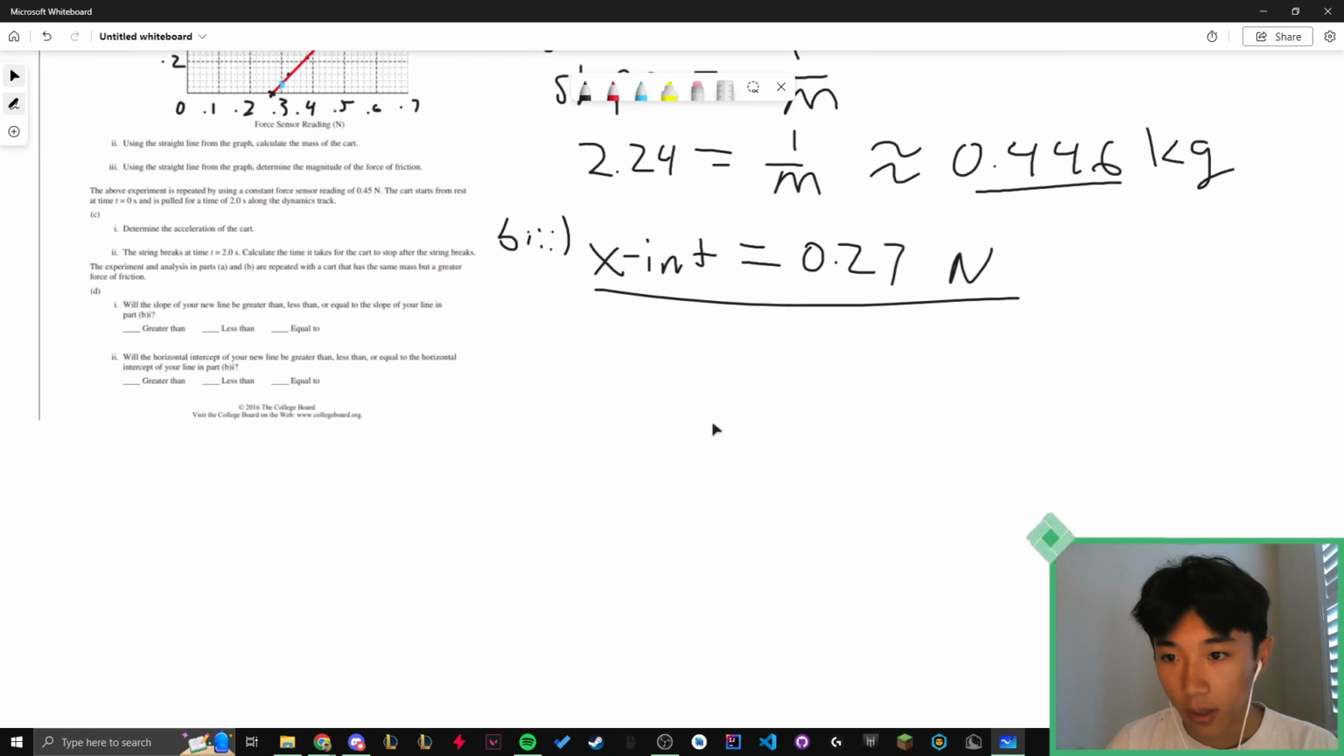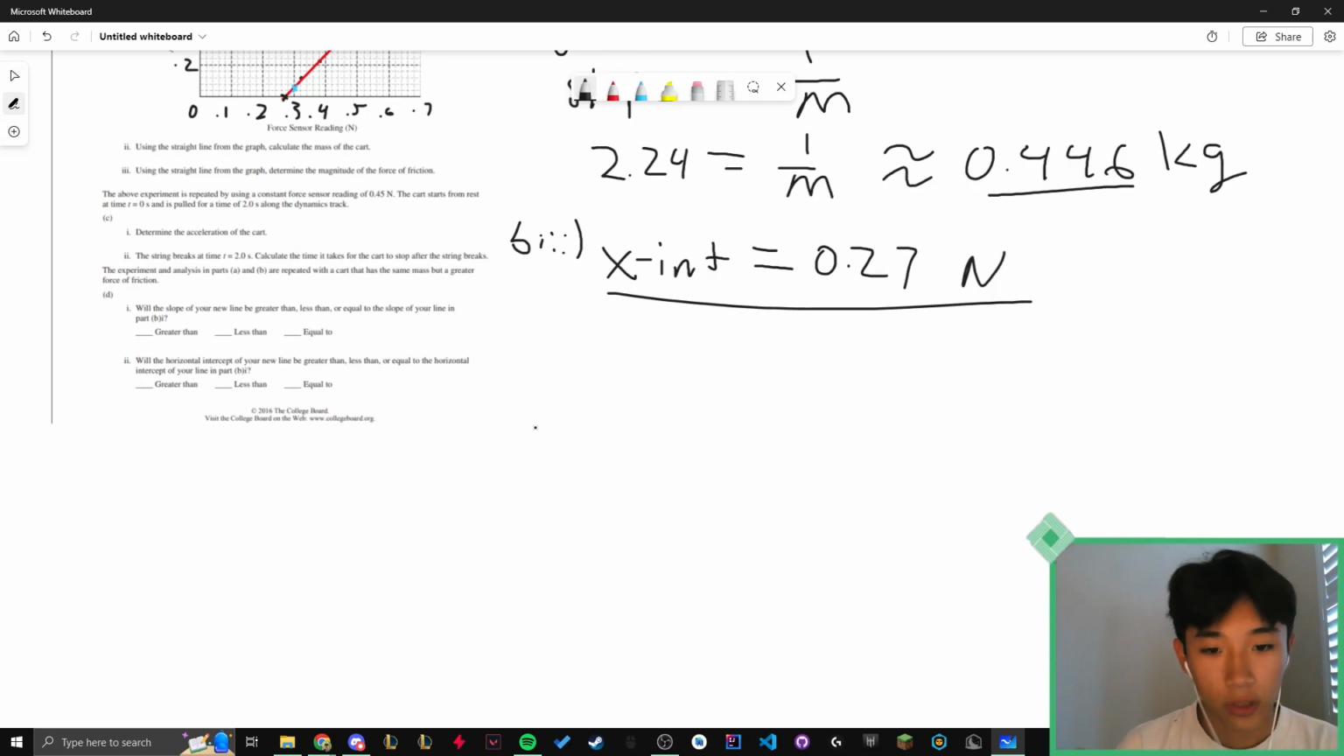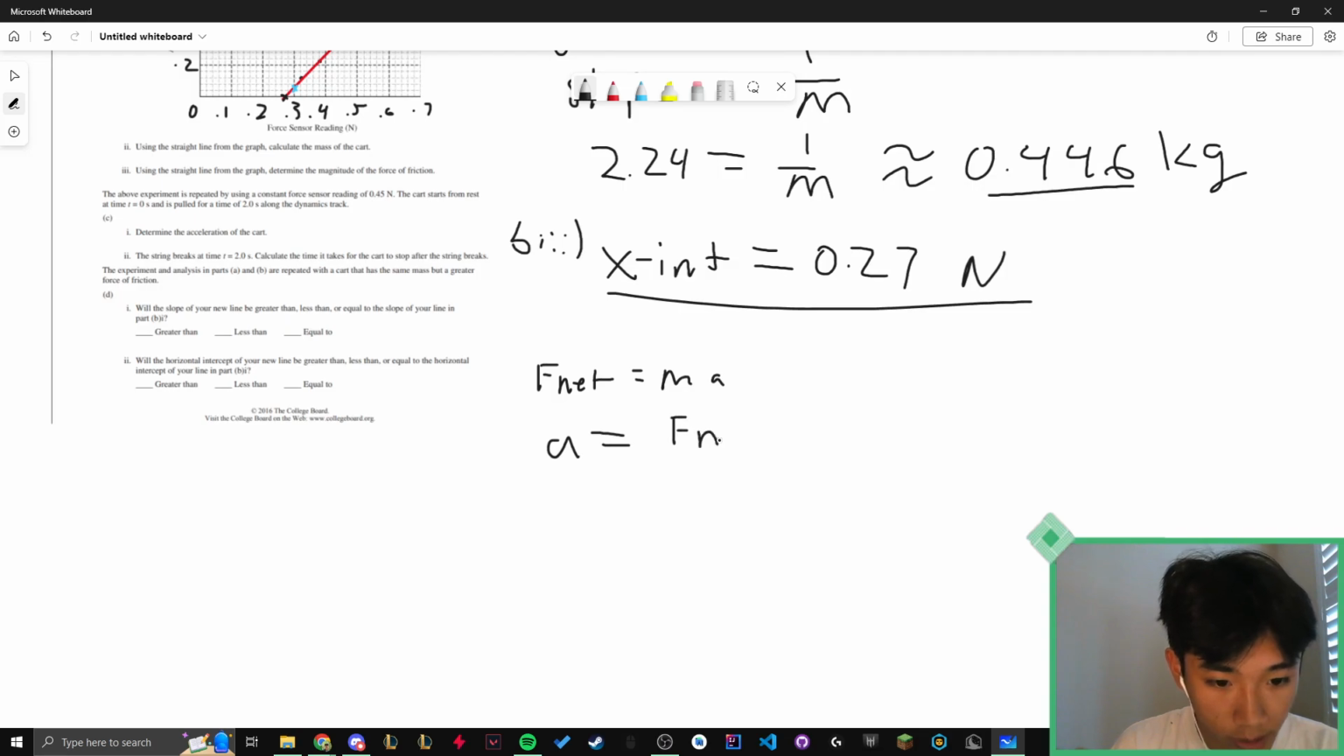Okay. And now we have to determine the acceleration of the cart. So we just have to use the F net equals ma equation again. So we're going to do F net, which is equal to ma, and we're going to rearrange this equation, solving for acceleration, which would be F net divided by mass.